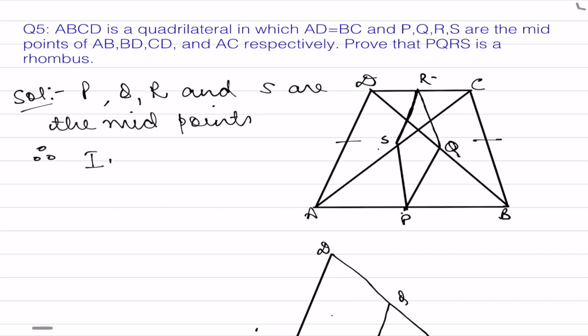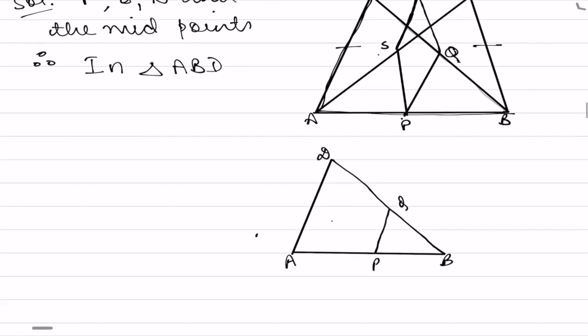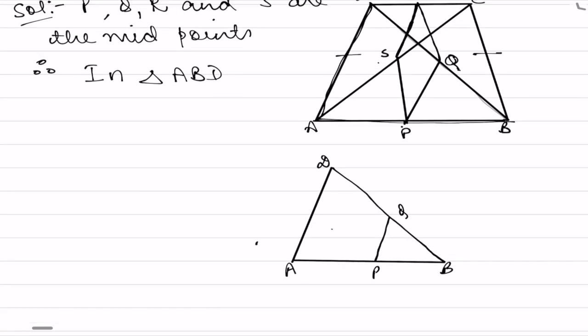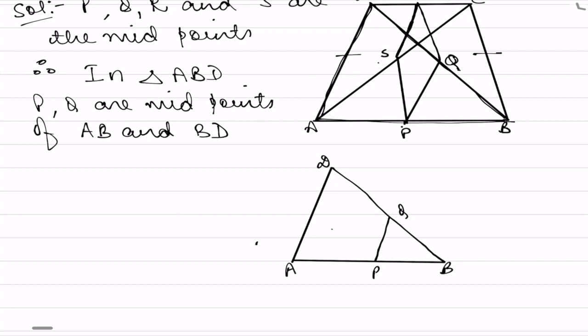Therefore, first I'll take triangle ABD. ABD is this triangle, A, B and this is D. So what I have done, I have broken this figure, and this is ABD, in which we can see that P is the midpoint of AB and Q is the midpoint of BD. So P and Q are the midpoints of AB and BD. Therefore, when two points are midpoints, we can use the midpoint theorem.